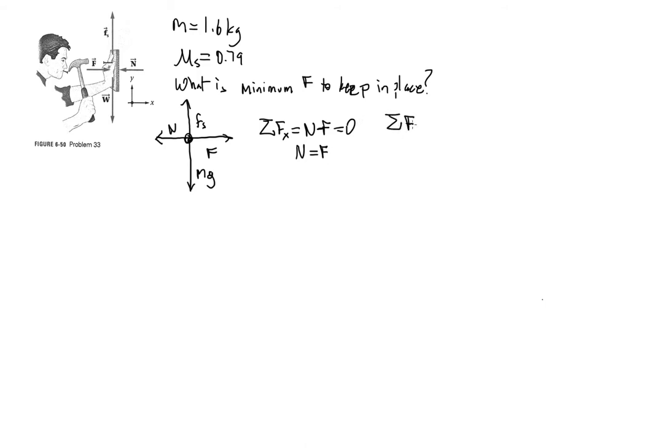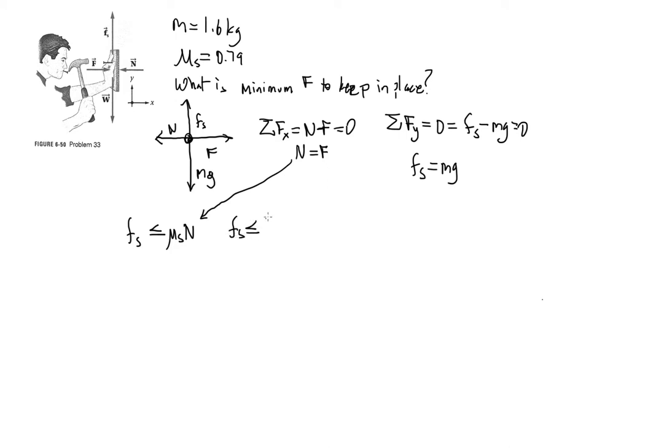We also know that the sum of the forces in the y direction is also 0, because it's not moving. And defining the plus y direction, as they've given us helpfully here, we know that the static friction force minus mg is going to be 0. And then we know that the static friction force is equal to mg. And further, we have a friction model that says Fs is going to be less than or equal to mu s times the normal force. And we know from here that the normal force is equal to the contact force. So we know that Fs is less than or equal to mu s times F.